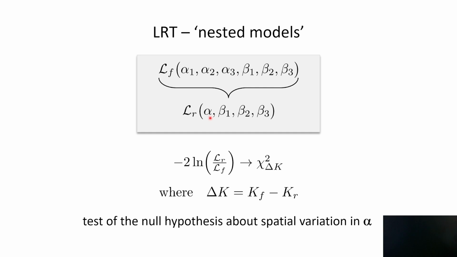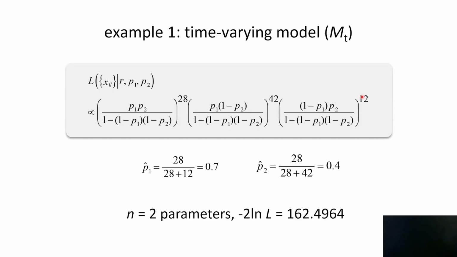And so we might imagine that it's going to show a significant difference between these two models, which you would then take potentially as evidence that alpha does vary over space. And that's it. That's the test of the null hypothesis about spatial variation in alpha. Okay, well, let's move to an example that we are actually familiar with. We do the simple two-sample abundance test experiment that we introduced in the first couple of lectures.